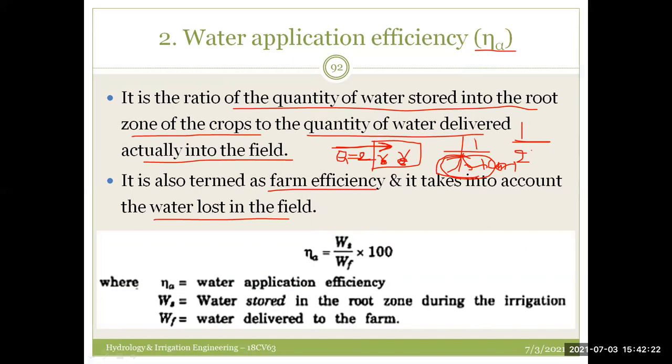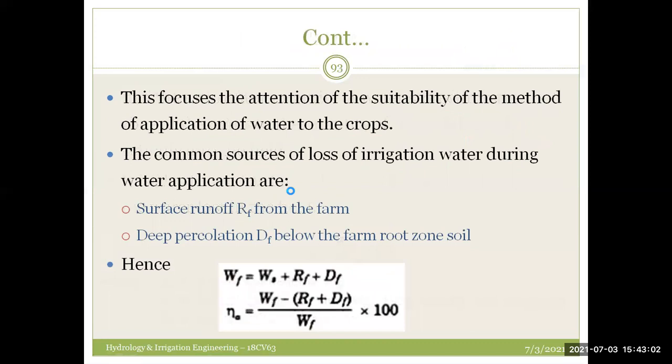So what happened to the remaining 1 cubic? It may be a loss. So it will consider the loss occurred in the field, that is, it may be evaporation loss or runoff loss, any other losses. So that is your water application efficiency, and it is denoted with the symbol eta alpha, and it is calculated using the formula eta alpha is equal to Ws divided by Wf into 100. So Ws is the water stored in the root zone. Okay, and Wf is the water delivered to the farm. That is your water application efficiency.